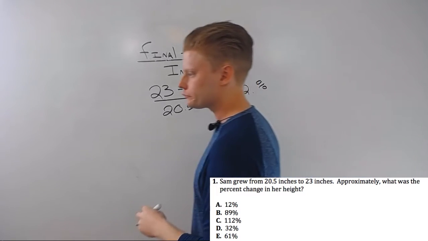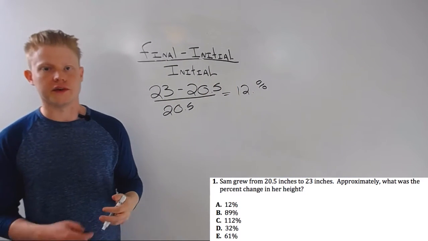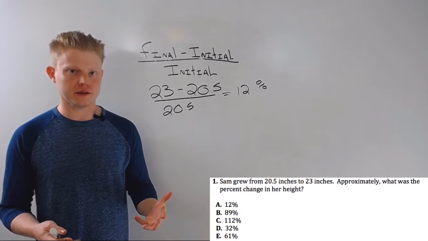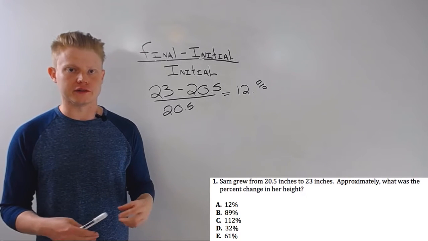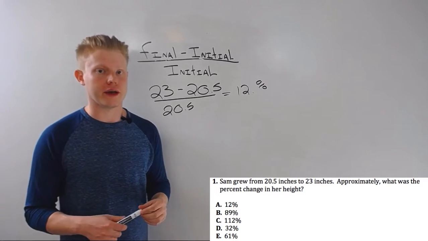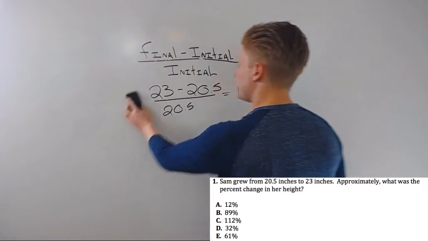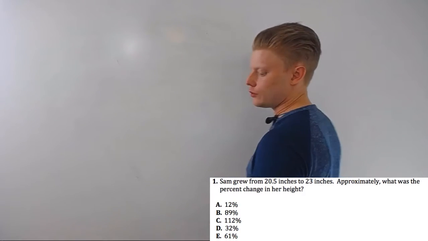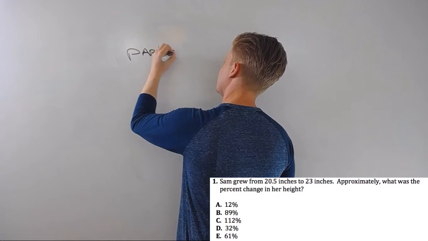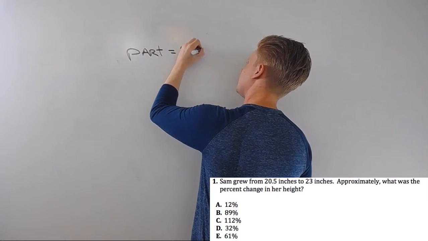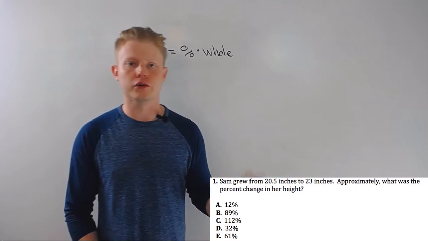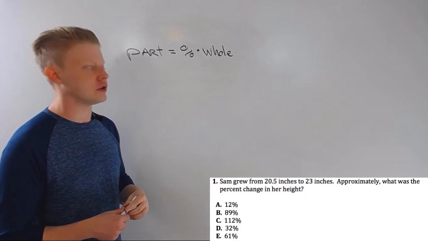Rounds to 12%. Most common mistake on this is to say it's C, 112%. That's actually what percent 23 is of 20 and a half. It's not the percent change, but that's another way you could look at it, another way to work it. To do it that way, you use our old friend, part equals percent times whole. And if you haven't watched the first video on percents, I really encourage you to do so. It may seem Mickey Mouse to you, but I see all kinds of people that are really great test takers miss these questions, and they really should.